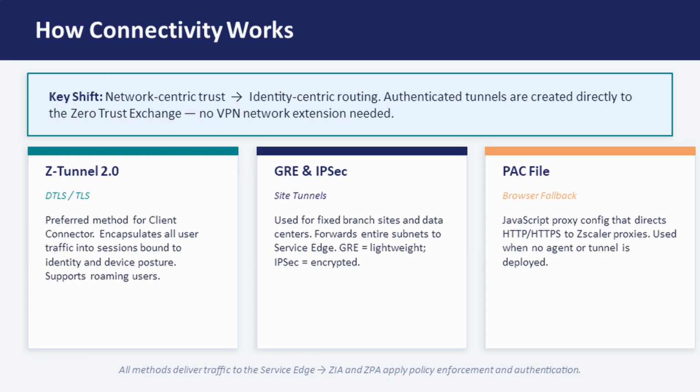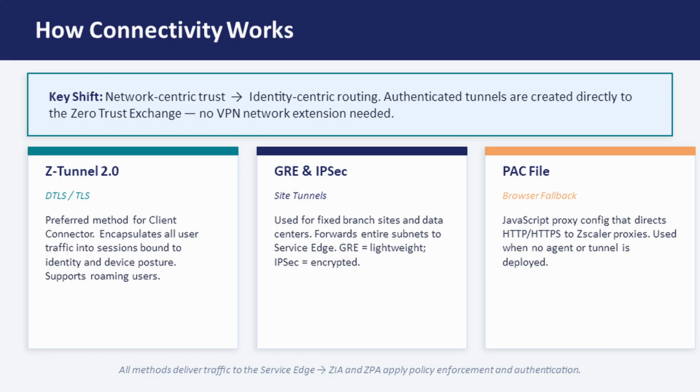The second is GRE and IPsec tunnels, which are used at fixed sites like branch offices and data centers. Instead of putting an agent on every device, you configure the branch router or firewall to send all traffic through a tunnel to Zscaler. GRE is lightweight and efficient for trusted networks. IPsec adds encryption for untrusted paths.